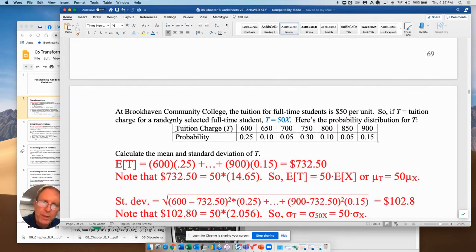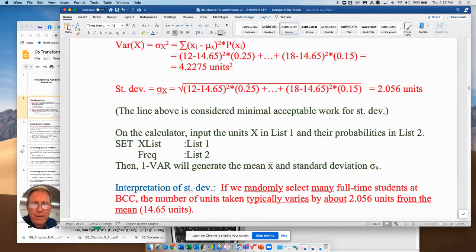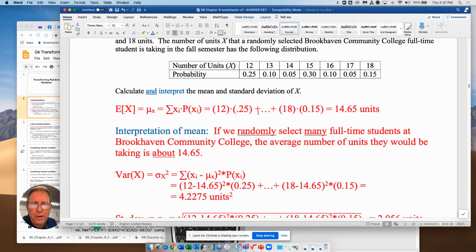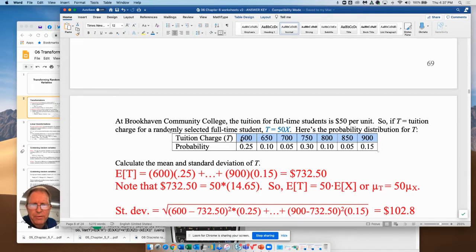Now, this is the part where we get to the transformations. At Brookhaven College, the tuition for full-time students is $50 per unit. So if T is the tuition, then my equation is just T equals 50 times X. I take every X and multiply it by $50, and that's going to give me my tuition. So I could do it the hard way, like this, and create a new table where instead of having 12 credit hours, the number of units at X, I'm going to have the tuition, and that's just going to be 12 times 50 and 13 times 50.